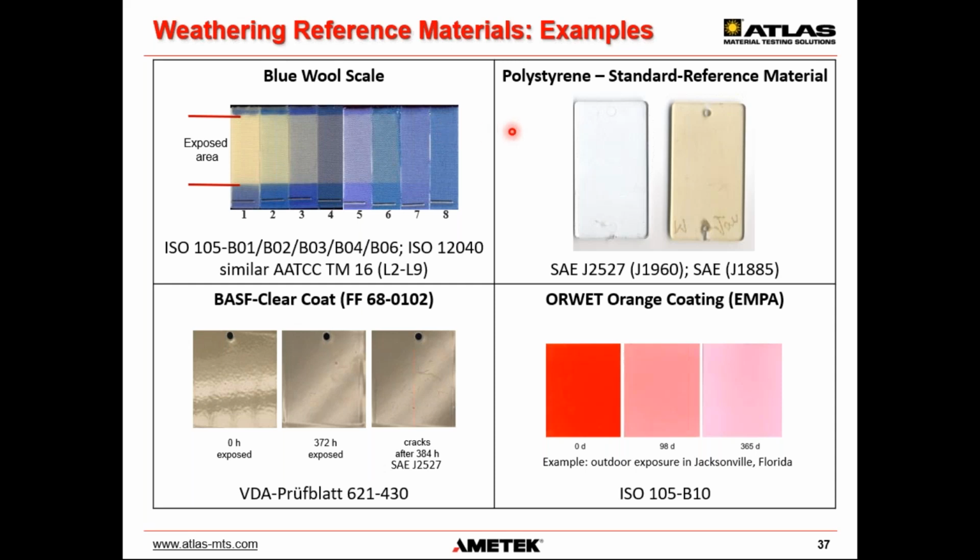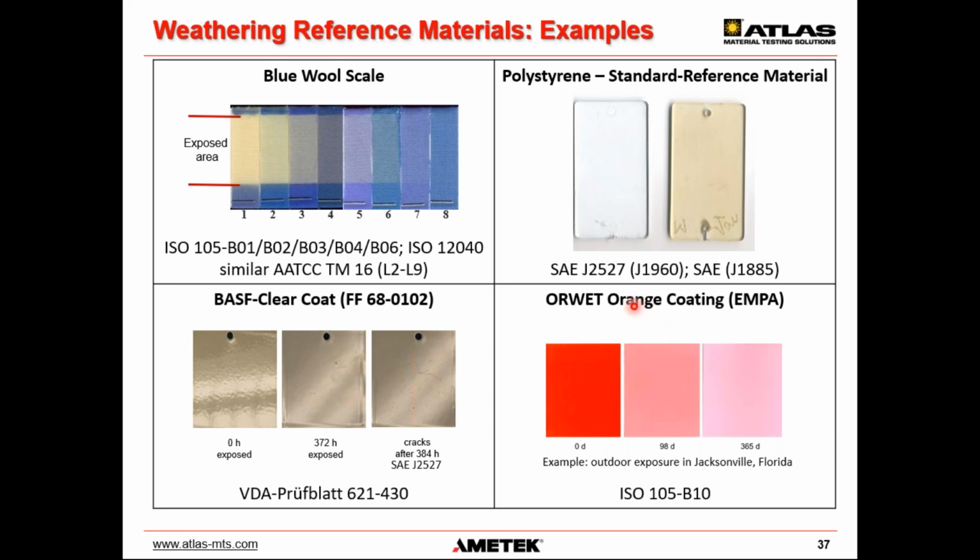For the automotive industry, one of the more popular reference materials used in material analysis is polystyrene chips, which yellow as they degrade. BASF has their own material which they developed. When exposed to a specific set of requirements, the material will show cracking. It's difficult to see in this slide, but the material will show cracking after a specified exposure level.